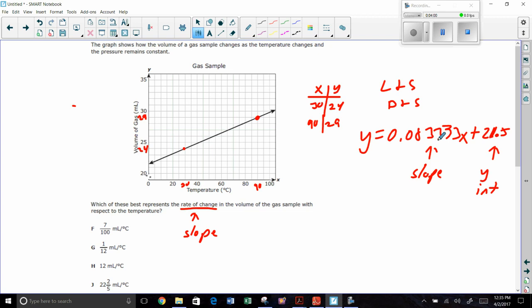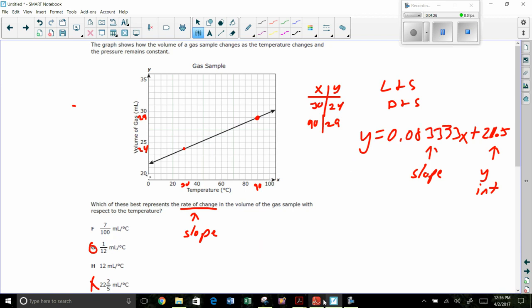Now notice none of these are decimal answers, so I have to figure out which one of these fractions. Well, I know J is out because it's 22 and a fraction. So looking at the remaining fractions, one of these will give me this number right there. Now the correct answer is letter G. So let's just verify it, that 1 over 12 does give me that decimal right there.